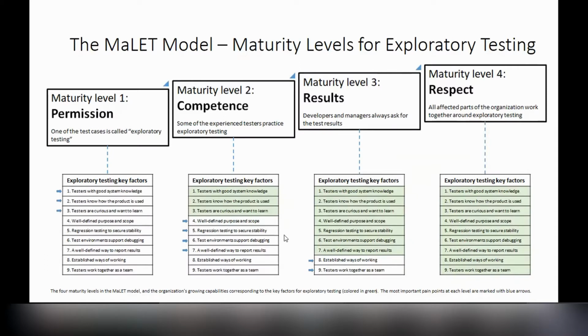So you work with this. Perhaps you recruit some new people, and you train the people that you have in your team as exploratory testers, and then you arrive at maturity level number 2.